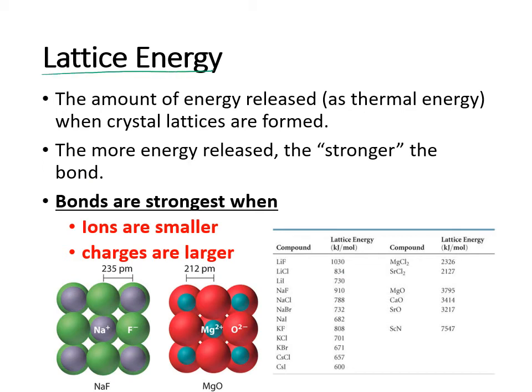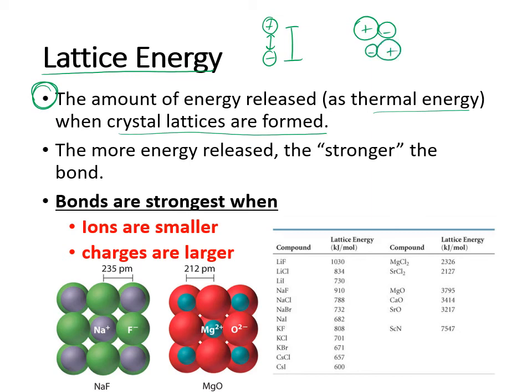So, lattice energy. It is the amount of energy released as thermal energy when crystal lattices are formed. So remember, you've got the EPE between the positives and the negatives coming together, being transferred into thermal, and then you have that where you have something already together attracted. So a lot of energy is released as thermal energy as these crystal lattices are formed. The more energy released, the stronger the bond.